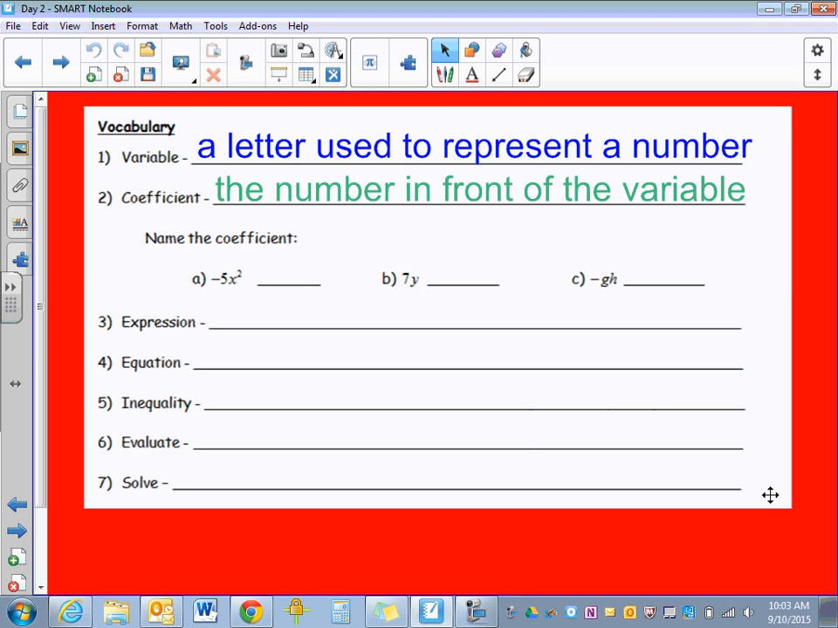And it has to be in front of it with the multiplication. It can't be in front of it with an addition or a subtraction sign. Correct. It has to be right in front of it, right next to it. It's the number in front of the variable that is being multiplied. So you might want to make note of that. Multiplied by the variable.